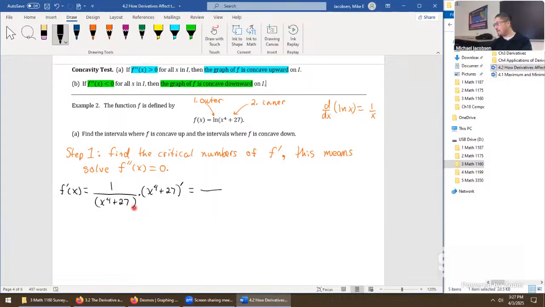The denominator is going to stay exactly the way it is. And we'll push this into the numerator since it's multiplying. It's just going to leave a 4x cubed. So when part of step one is done, we have f prime, but we need to solve f double prime set equal to 0. So that's the next thing we calculate. Any questions first on the first derivative?